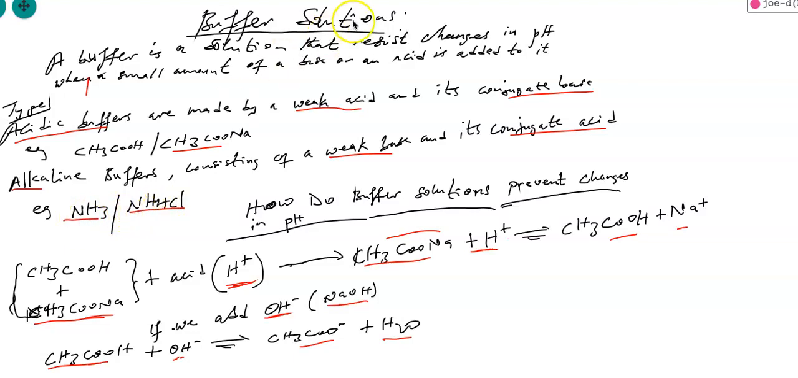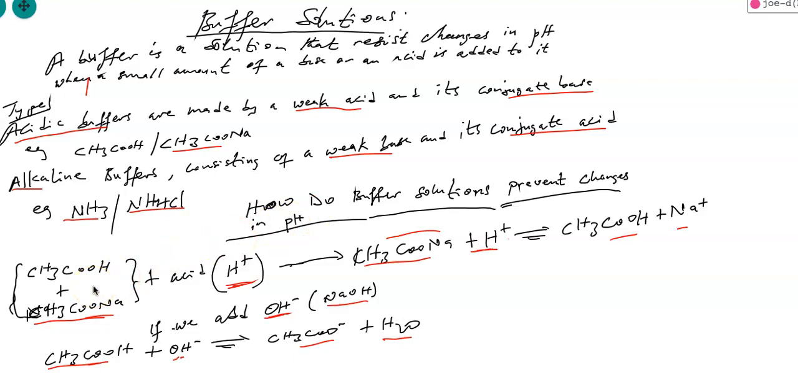So that's the definition of a buffer, a solution that resists slight changes in pH when we add a little bit of an acid or base to it. Now, if you add too much of either of them, it will overwhelm it and the pH will change. And so let's look at how buffers work to prevent changes in pH.